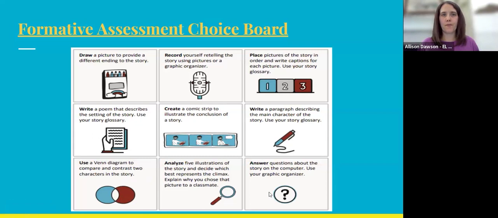All right. Would anyone like more time looking at those formative assessments, or do we want to keep moving? I see some head nods. There we go. Okay.